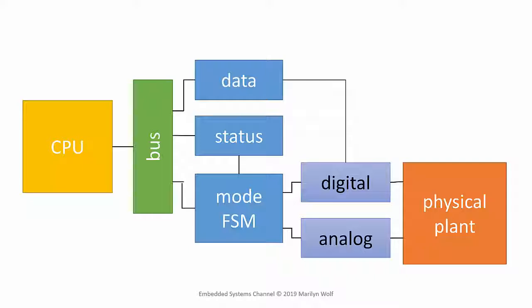This generic block diagram helps us understand the role the different parts of the system play. The CPU and the bus form the core of the embedded system. The interface uses two types of registers, data and status, to communicate to the processor through the bus, and a mode state machine helps control the interactions of the interface with the bus and the CPU. Digital and analog circuits deal with the signals that come with or go to the physical plant.